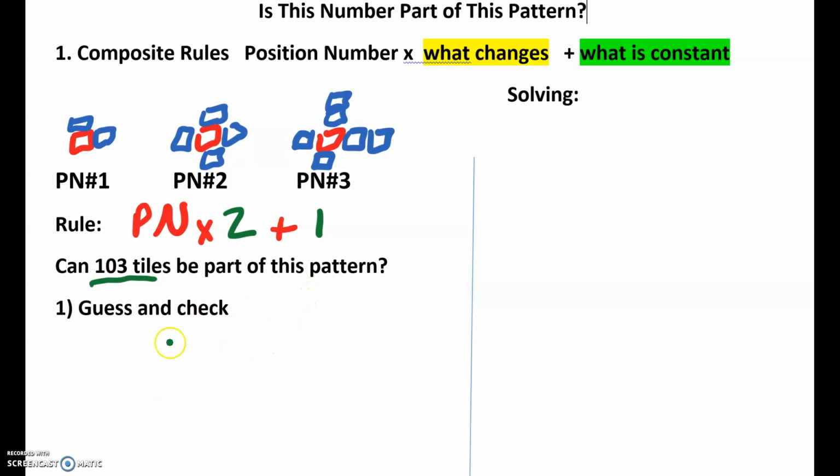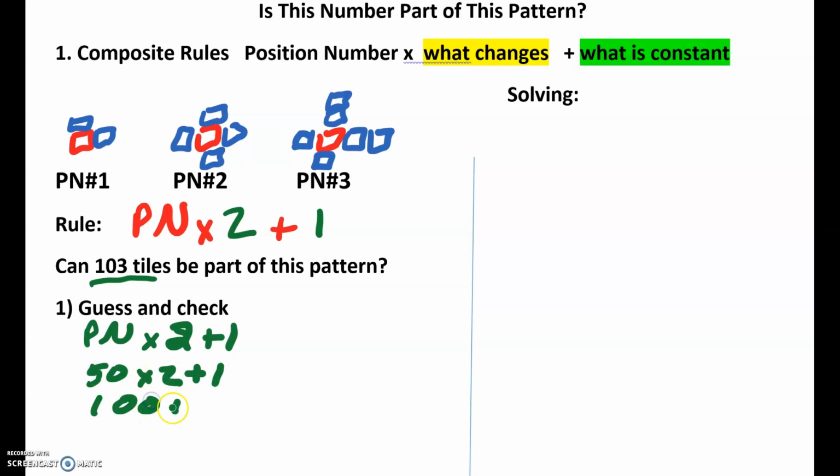Well, now that we have our pattern rule, or our expression, the question becomes, is 103 tiles part of it? Well, there's 2 ways to look at this. First way would be guess and check, using some common sense. Now, I know that 50 times 2 is roughly 100, so I could very easily take my expression and check to see, is 50 part of that pattern? Will it give me 103 tiles? Well, if I replace position number with 50, multiply it by 2, add 1, I get 100 plus 1, I get 101. Well, it doesn't quite work. We're not at 103. Somebody here might say, well, isn't it plus 2 plus 2?